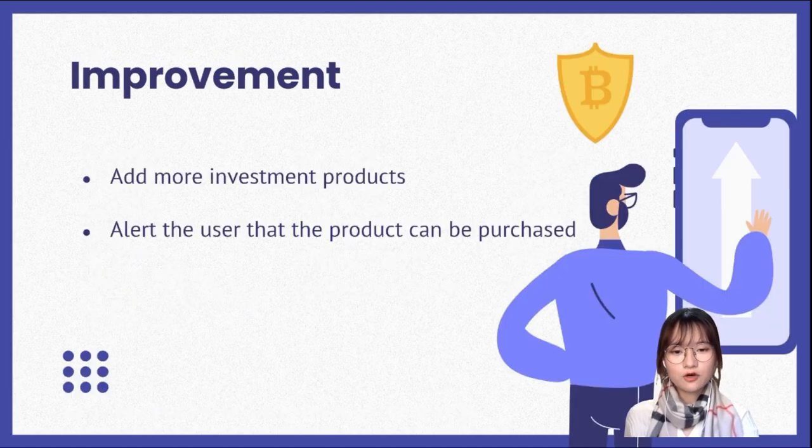For the improvement of our system, in the future, we want to add forecasts for more investment products. For example, users can add stocks which they are interested in, so it can attract more users to use our system. Secondly, when the price of specific products falls below the purchase criteria which the user sets, our system will alert the user that the product can be purchased. Therefore, users can more intuitively know whether they can buy the products or not.